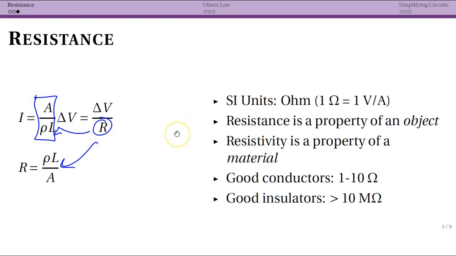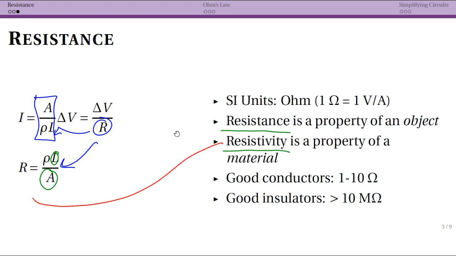So there's a really important distinction to draw here. We have resistance and we have resistivity. Resistance is a property of an object. I have to hand you a specific piece of wire for you to tell me what the resistance of it is. But resistivity is a property of a material. So if I tell you I have a gold wire, you can tell me what its resistivity is, but you can't tell me what the resistance is without knowing the length or the cross-sectional area of the wire. So that's the distinction here.